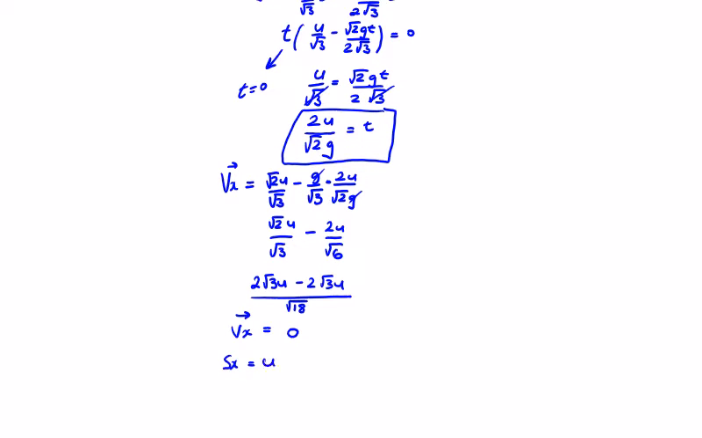So s of x, u plus at. If you're not going on here, the u is root 2 u over root 3. The acceleration was minus g over root 3. We're taking it from v of x here.